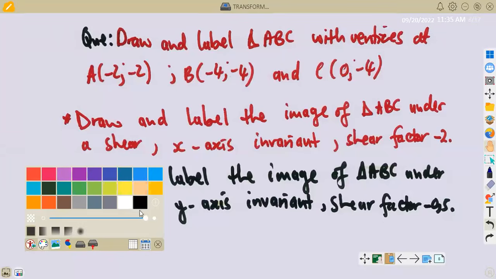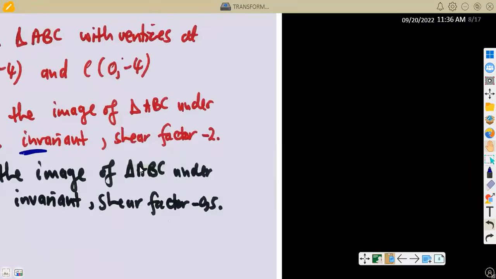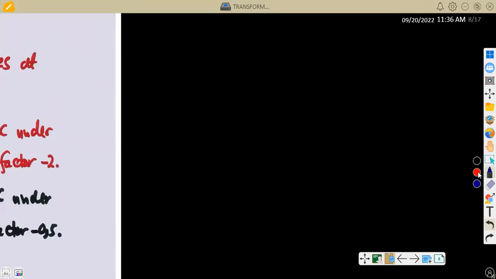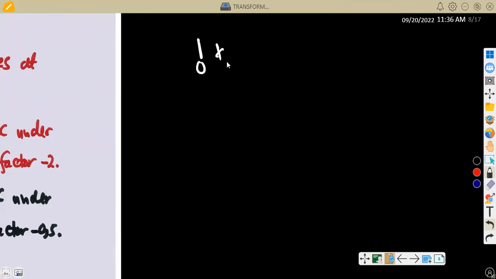Okay, so let me just change this background here. All right, so I think like this is fine. So what we are going to do is take the matrix. This is for shear, x-axis invariant. So remember our matrices, we said we've got two matrices for shear. We've got this one, or we can have it like this. Okay, so these are the two matrices that we have.